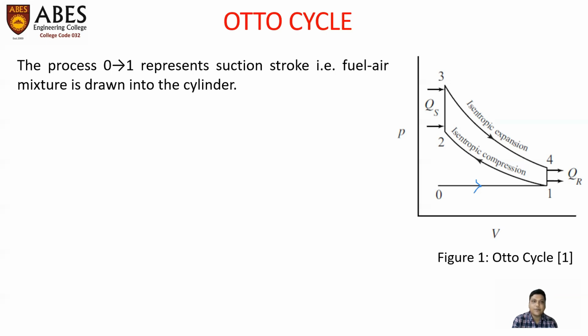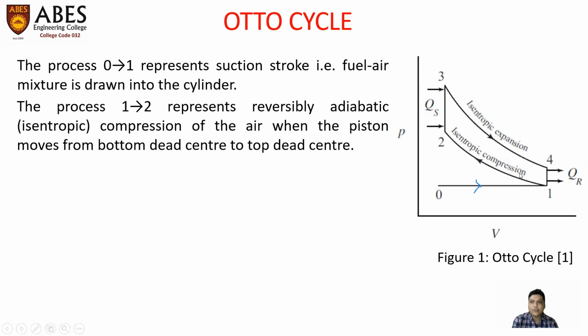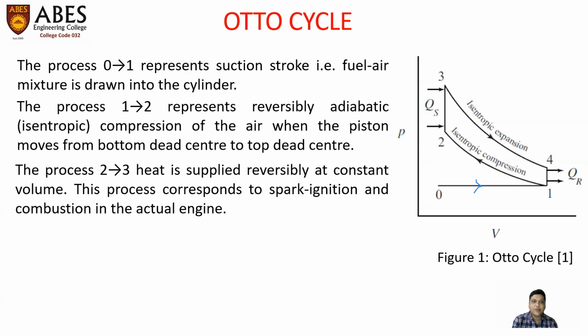Now, the second process is 1 to 2, which is represented by this curve 1 to 2. This process refers to the reversible adiabatic compression process in which the air-fuel mixture is compressed by the piston when the piston moves from bottom dead center to top dead center. Next process is 2 to 3, represented by this line on the PV diagram. In this process, heat is supplied reversibly at constant volume. This process also corresponds to spark ignition and combustion in the actual engine.